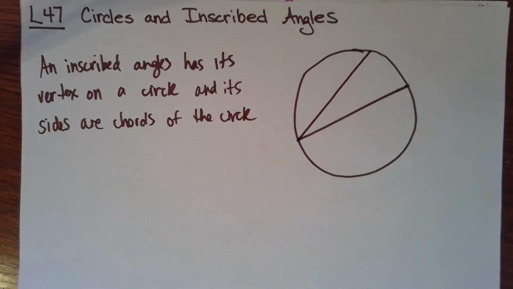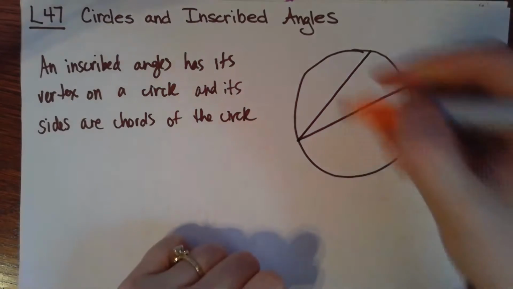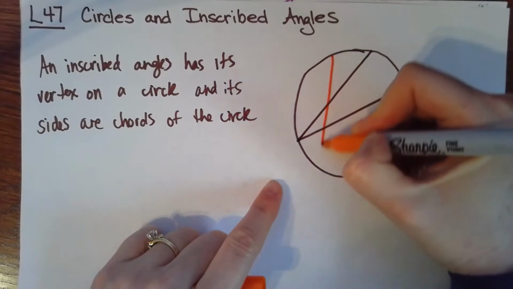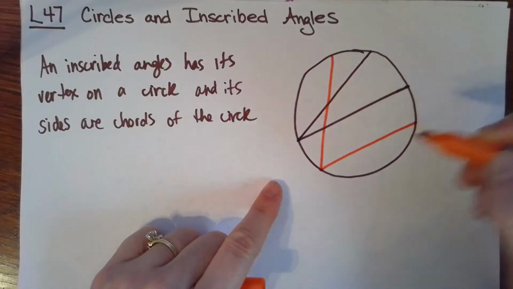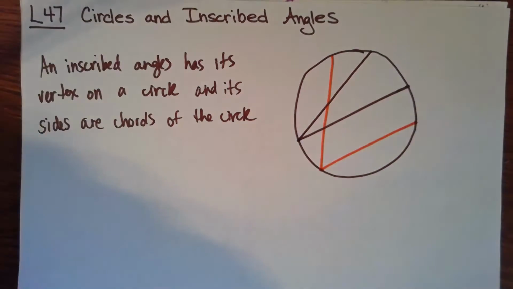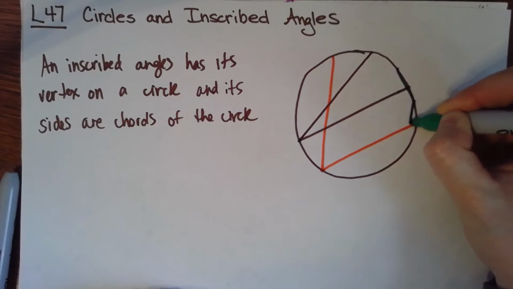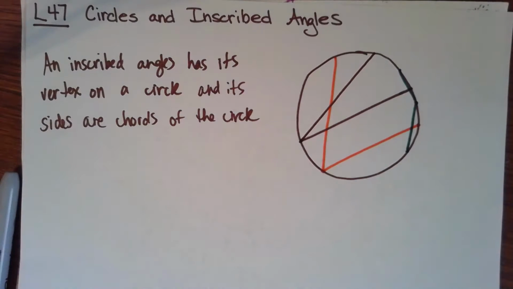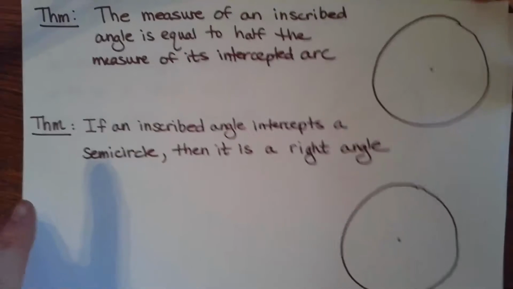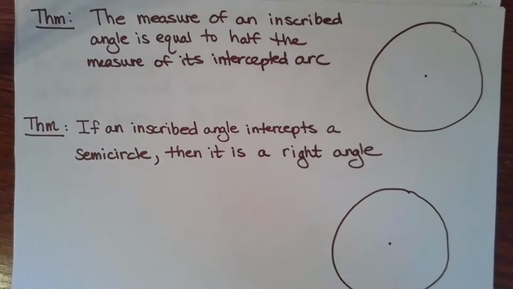We could draw lots and lots of them. So this is an inscribed angle, and this is an inscribed angle. Some of them are big, some of them are small. The only requirement is that the vertex is on the circle and the sides are chords of the circle. So we have several different theorems about these inscribed angles.